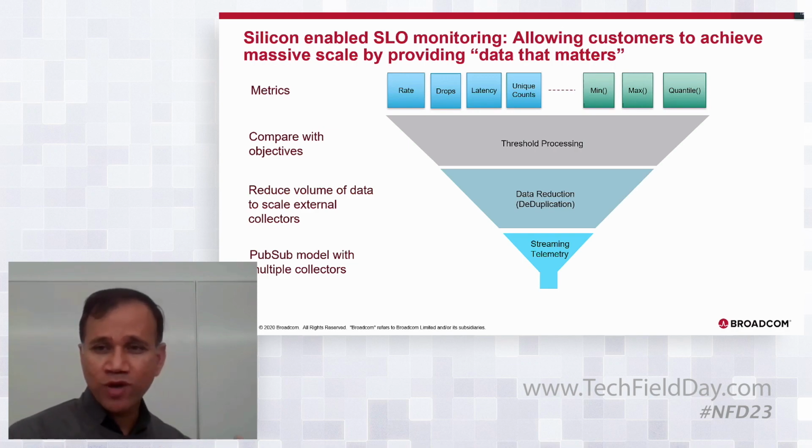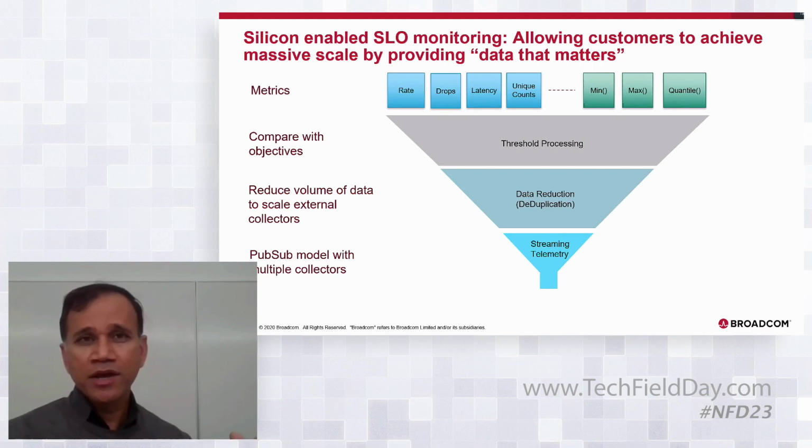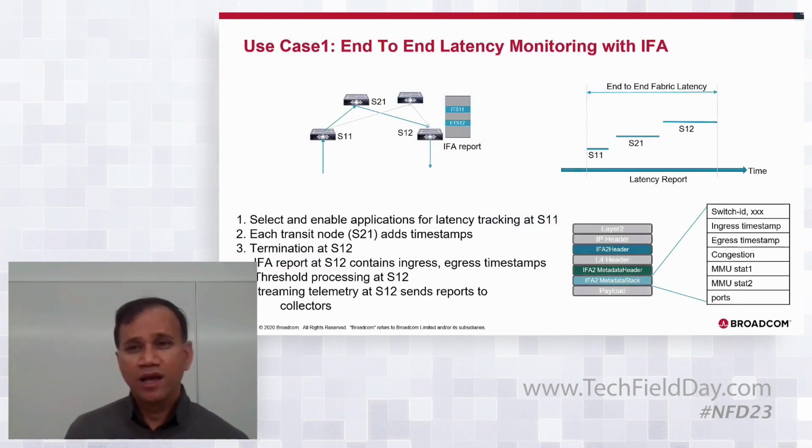I hope this makes the case why this has to happen in the silicon and why the silicon complexity is necessary, so that you can proactively monitor at a fine granularity.